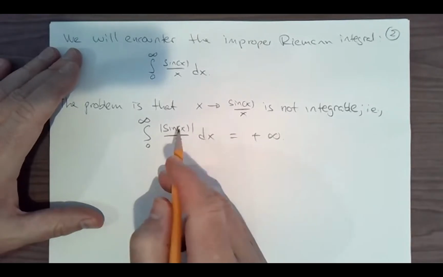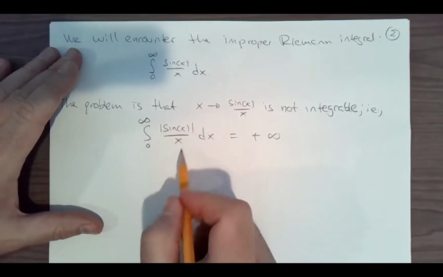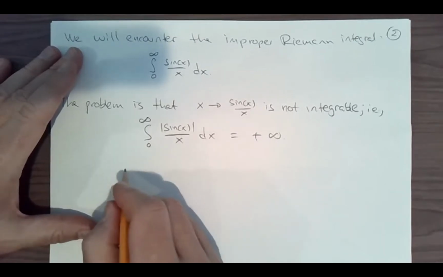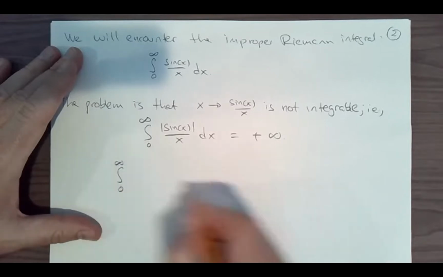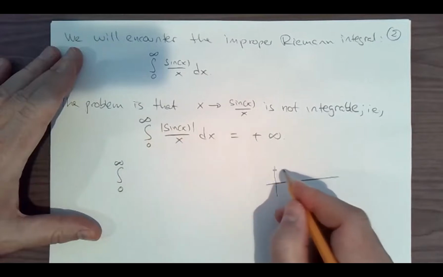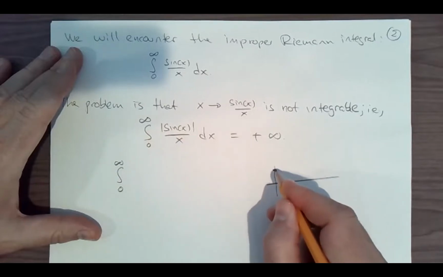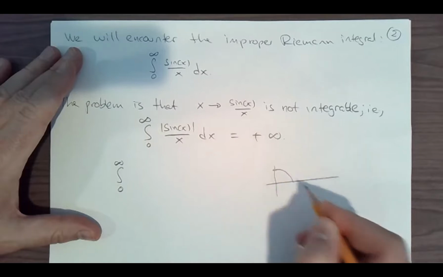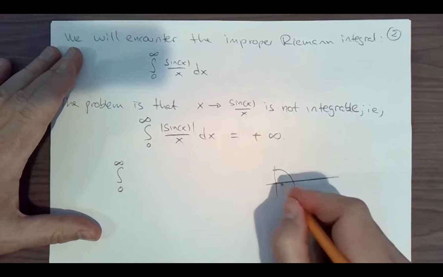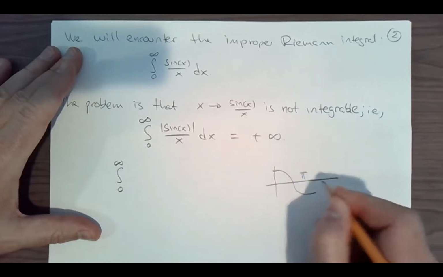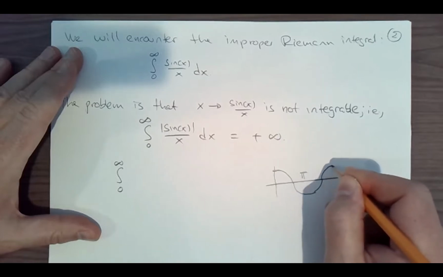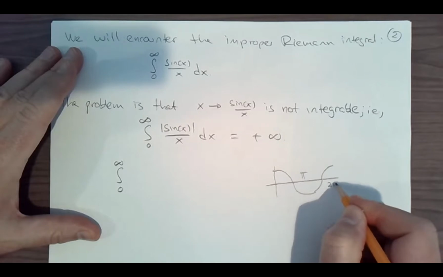We looked at the picture of sine x over x, it has these bubbles. If I wanted, I could write this integral. Sine x over x is 1 at 0, and then it dips down. Over here it is minus 1 at pi, and then it comes back up to 0 at 2 pi.